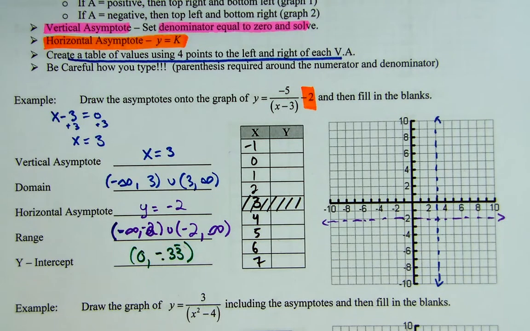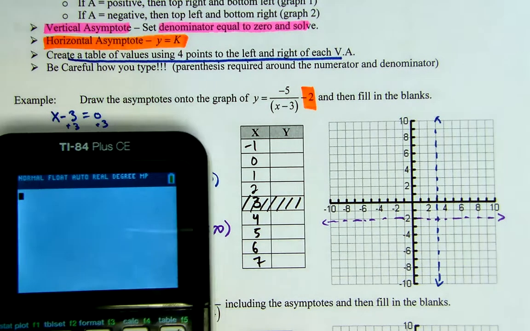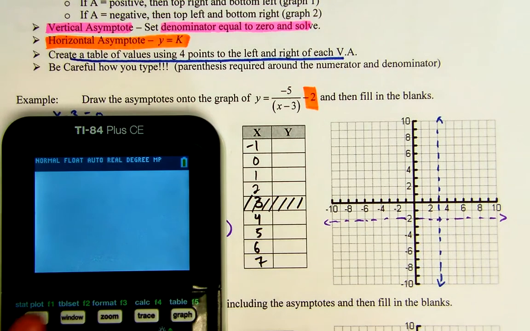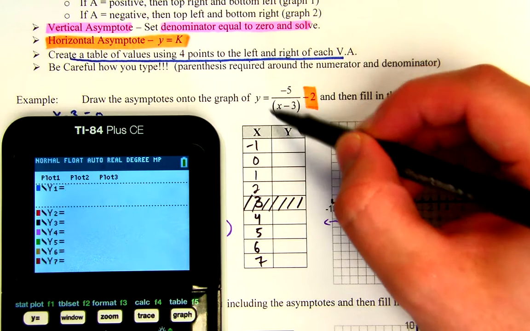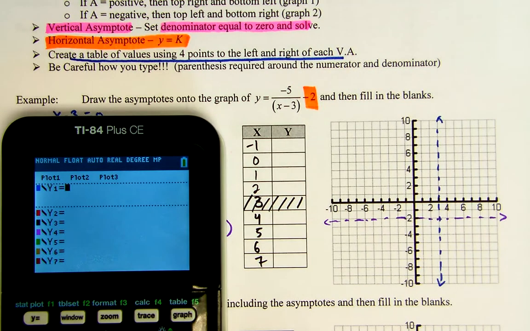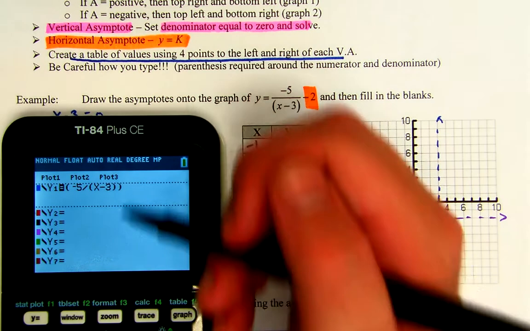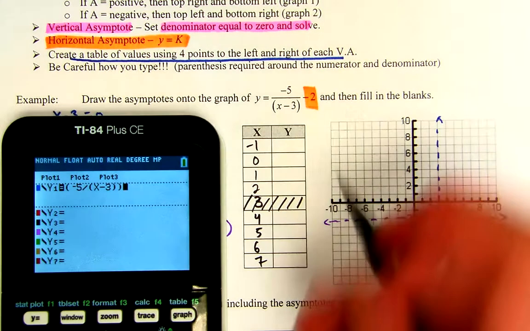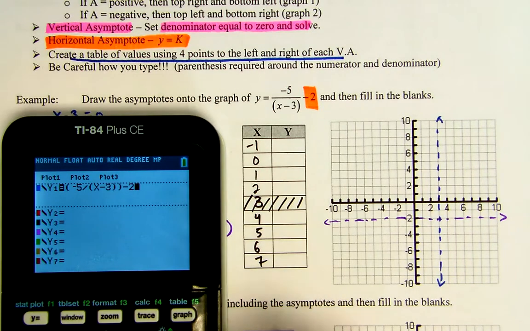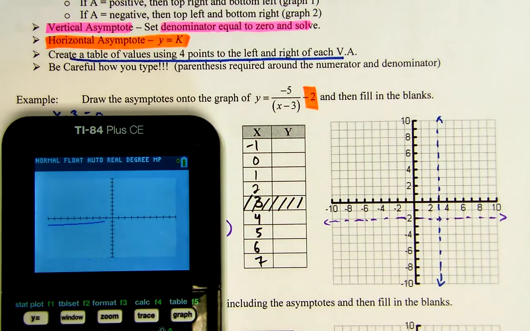So we need our graphing calculator here so that we can graph it. And we've got to be careful entering this. Y equals, we need negative 5. Now I'm going to put parentheses around this whole entire thing up here. So parentheses, negative 5 in the top, divided by, I've got parentheses around x minus 3, so x minus 3, 2 sets of parentheses closing it out. Now I'm subtracting 2 from the whole entire equation, and we can get the graph of it here.